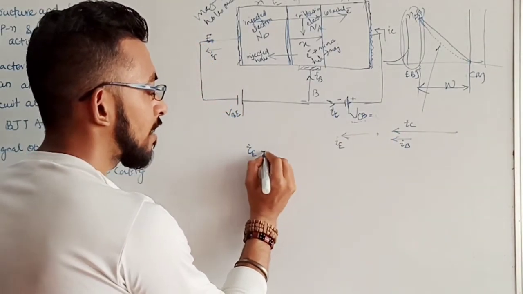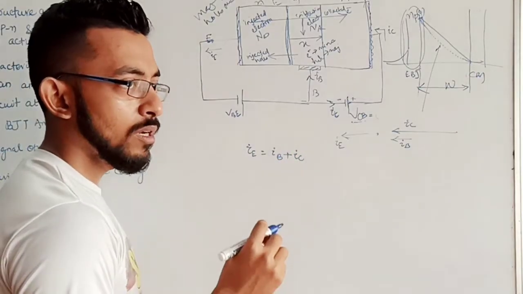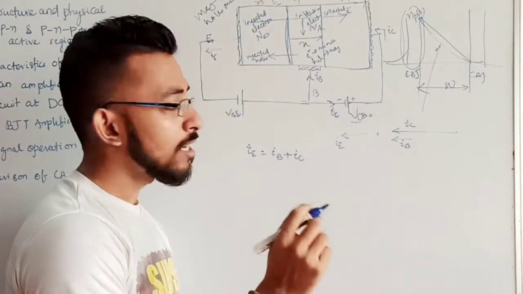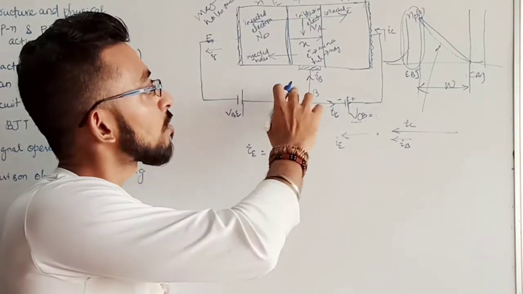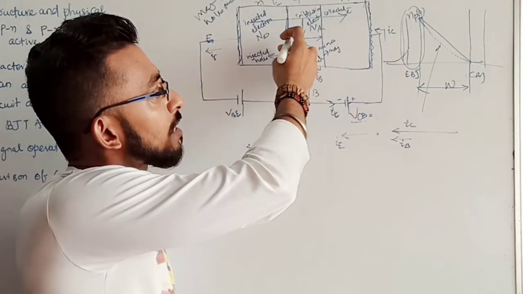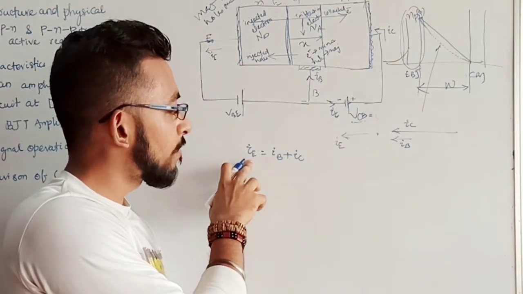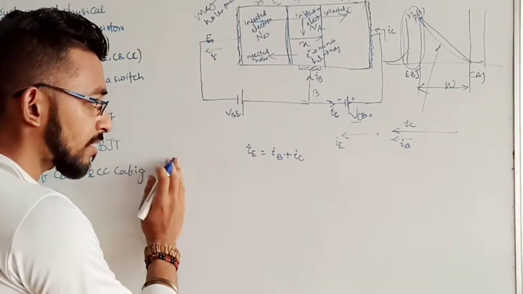So my IE is nothing but Ib plus Ic, because at a node the amount of current that is input should be the amount of current at the output, the amount that is removed. The two components of current are entering the BJT and one component of current is leaving from the BJT. That means this is the leaving current, and this is the incoming current. So both incoming currents will give me IC.